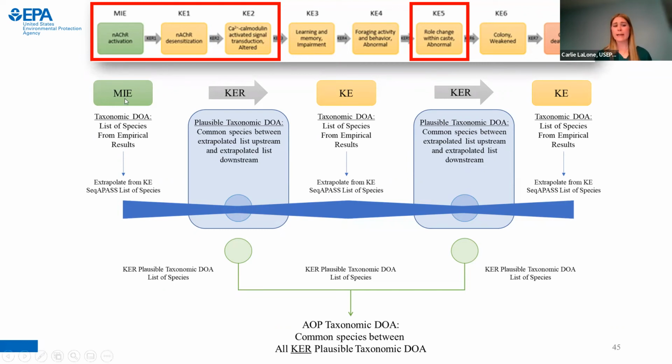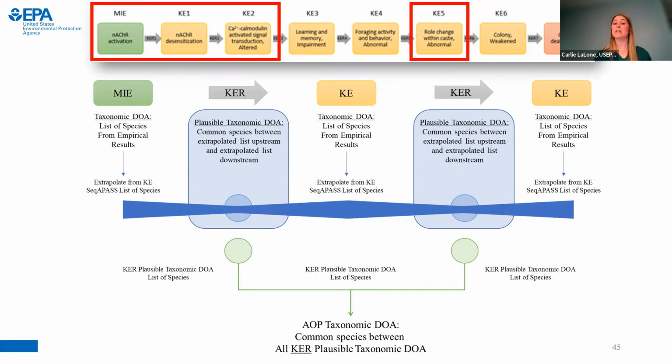So if we do that, if we extrapolate from the empirical data that exists for the molecular initiating event and these various key events, we then get a list of species from SeqAPASS of the conserved species. So that's the biologically plausible species for that key event.